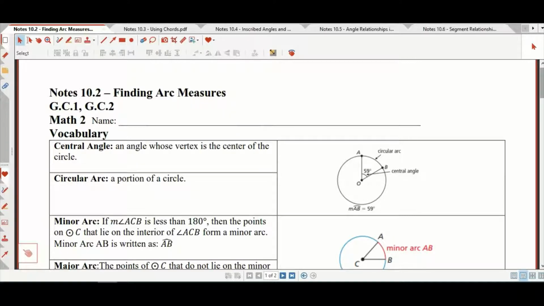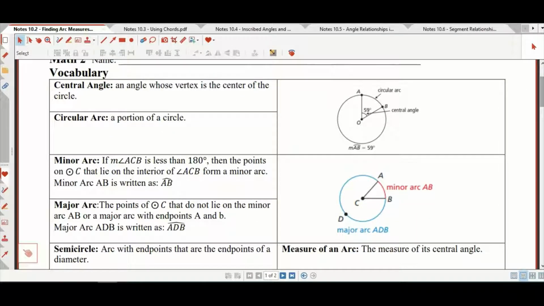So your central angle is an angle whose vertex is in the center of a circle, like this. This 59 degrees here is a central angle. A circular arc is a portion of a circle. That's this guy right here, just the little bit of outside there.